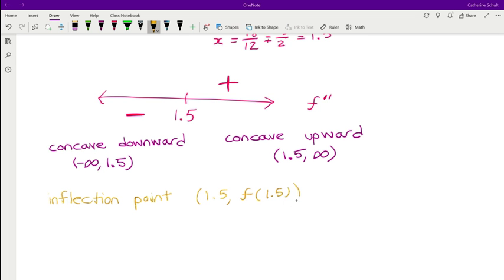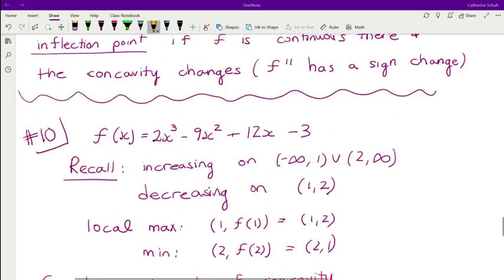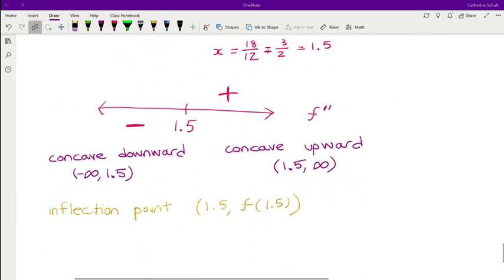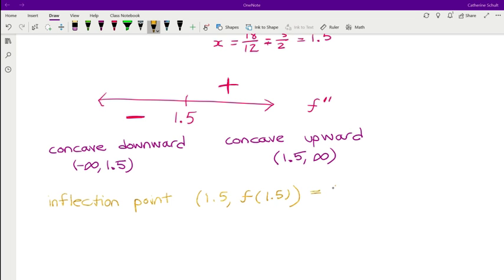So go back up to the original function, all the way up over there, right here, and we're going to plug in 1.5. And it ends up being 1.5. Okay.